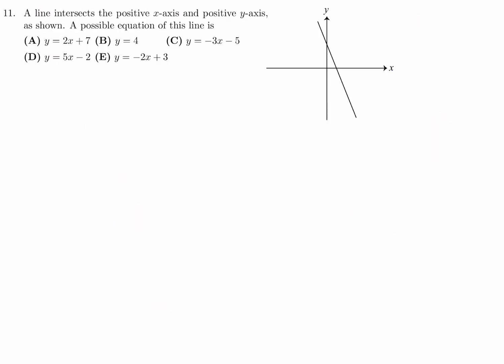A line intersects the positive x-axis and positive y-axis as shown. The possible equation of this line is... Well, the line is going in that direction. It's pointing downwards if you go from left to right. So obviously the slope will be negative. Well, if the slope is negative, we can immediately eliminate A and D. Well, this one, y equals 4, is actually just a straight line that goes across like that horizontally. So it's obviously not that.